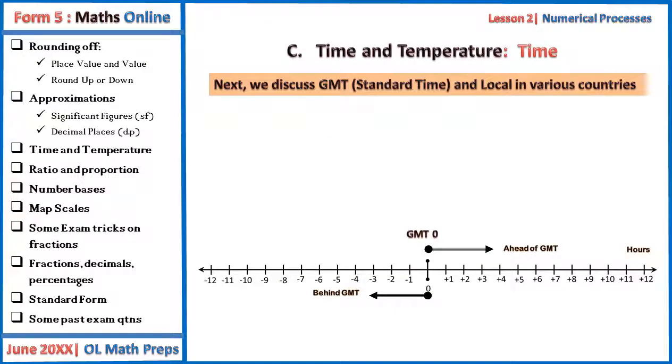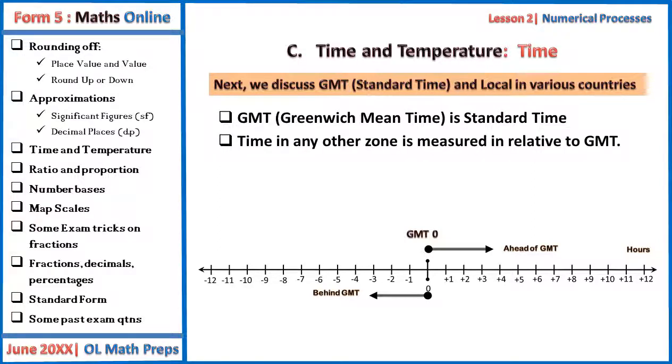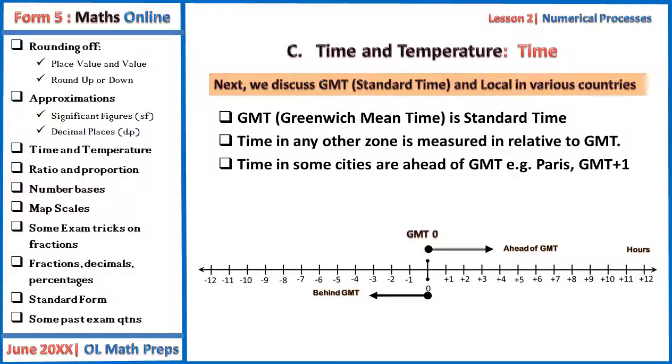Okay, these concepts have been explained. Let's take some other examples that you mostly see in paper 1. This involves GMT and local time, that is standard time and local time. So GMT, Greenwich Mean Time, is standard time, and the time in any other zone is measured relative to GMT. Times in some cities are ahead of GMT, for example Paris, and other cities are behind.